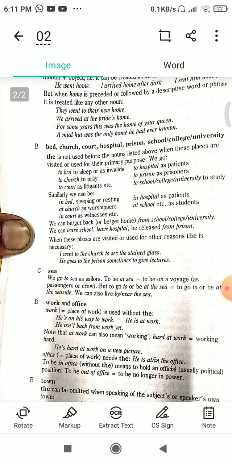Next, we go to prison as prisoners. Next, we go to court as litigants, etc. We go to school or college or university to study. Similarly, we can be in bed, sleeping or resting. We can be in hospital as patient. We can be at church as worshippers.